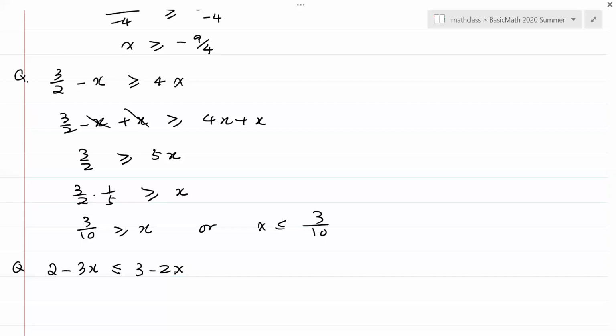Okay, so it's a funny inequality, right? 2 minus 3x is less than or equal to 3 minus 2x. Okay, can you do this?